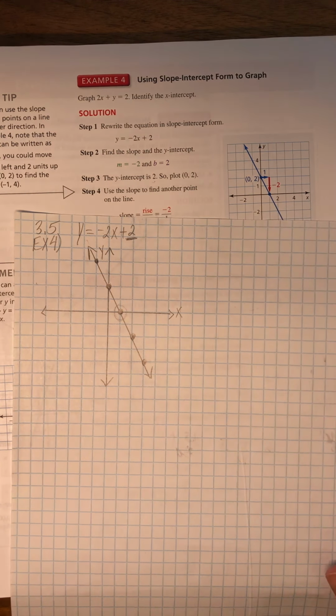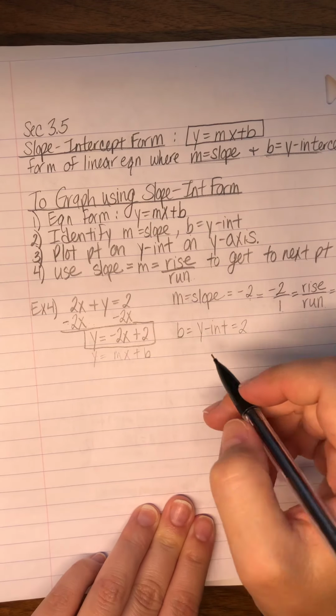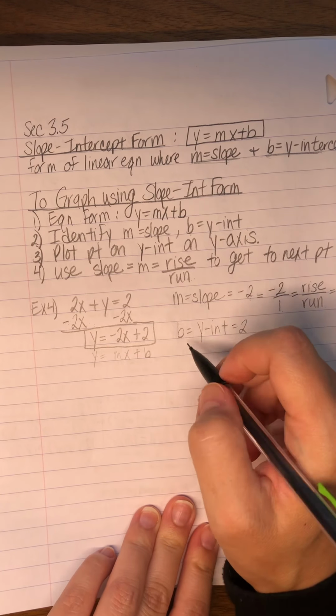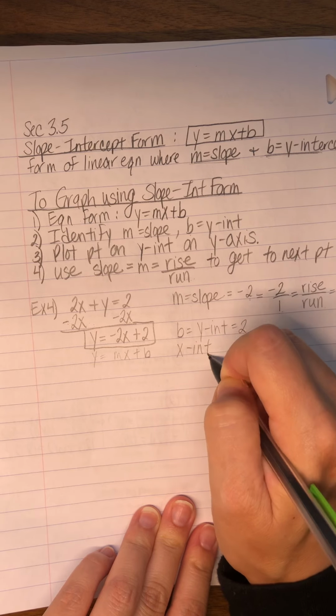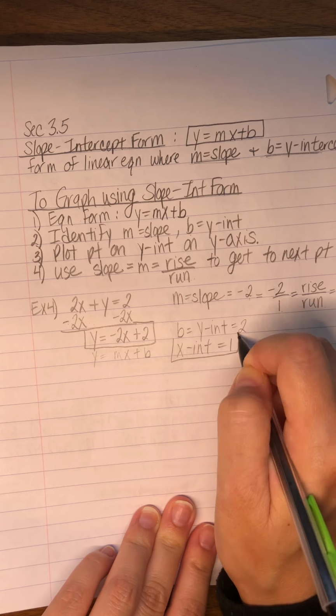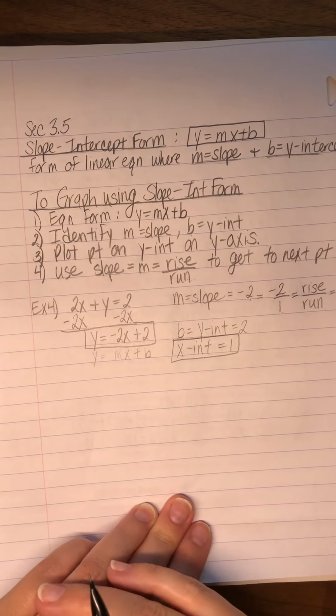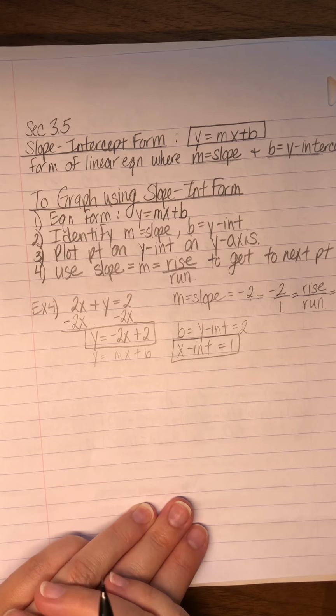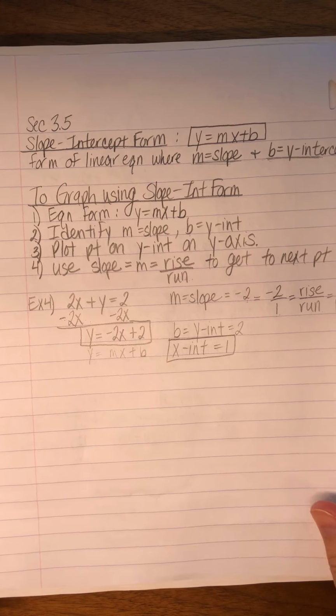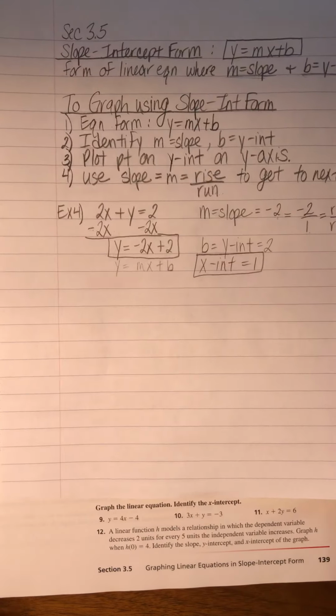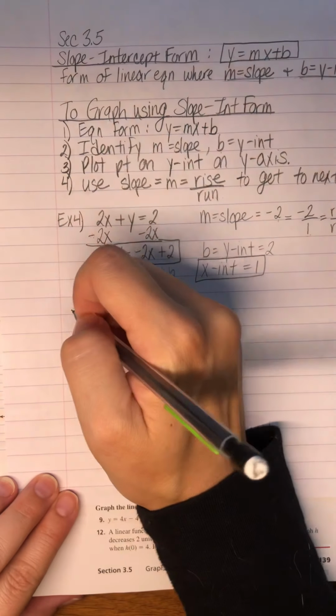So I'm going to go back to my paper, and let's write it down here. Our x-intercept equals 1. Okay, and that's all we have to do for that one. All right, let's do another one of these just to make sure that we understand what's going on. We're going to do number 9, monitoring progress 9.